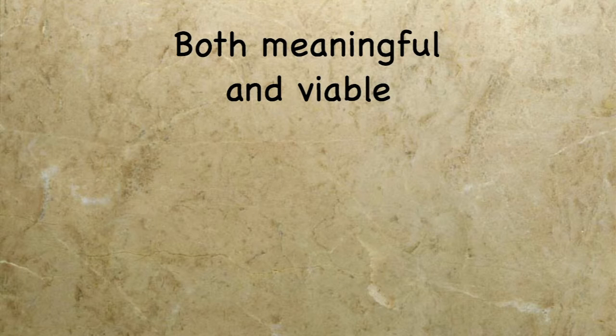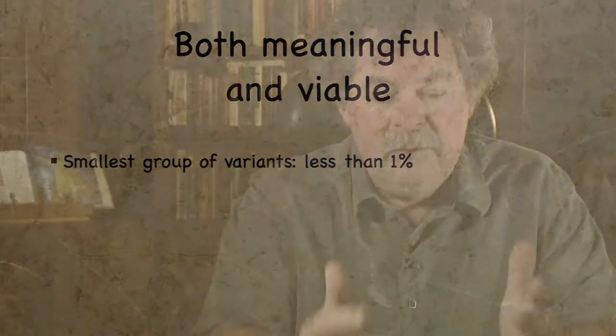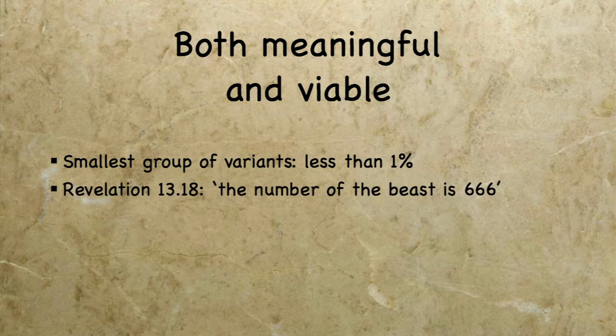The smallest category of variants is those that are both meaningful and viable. Less than 1% of all textual variants are both meaningful and viable. That is, they have some good plausibility, a good possibility of going back to the original, and they change the meaning of the text to some degree. Let me give an illustration of a textual variant that is both meaningful and viable. In Revelation chapter 13, verse 18, we read that the number of the beast is 666.